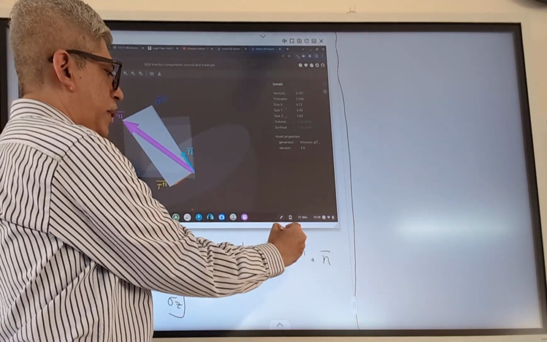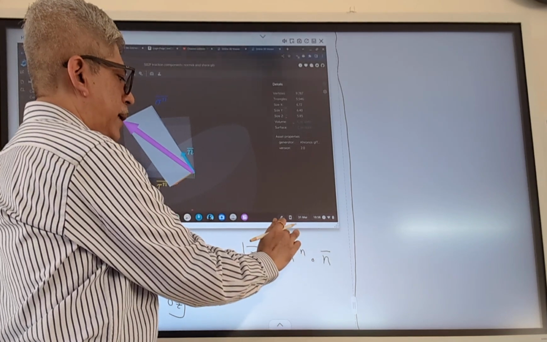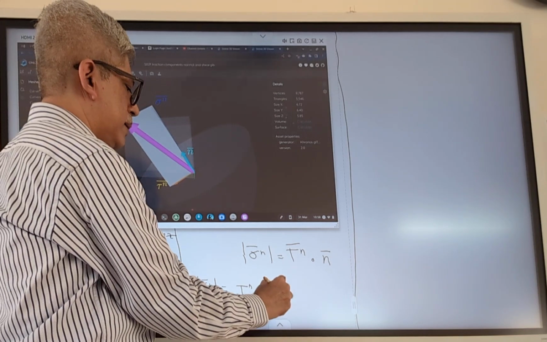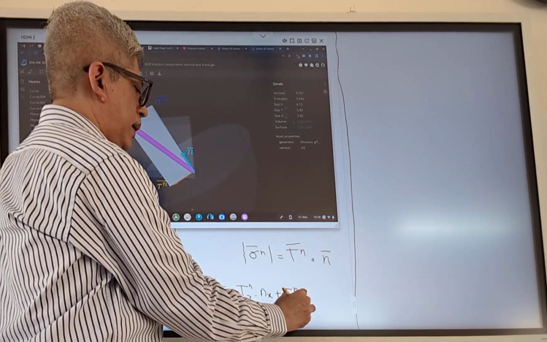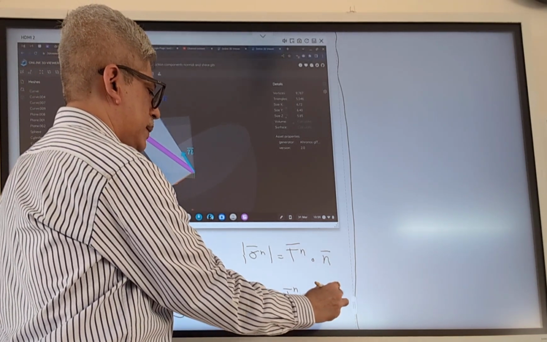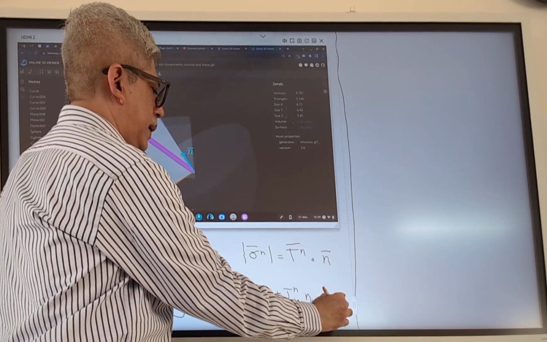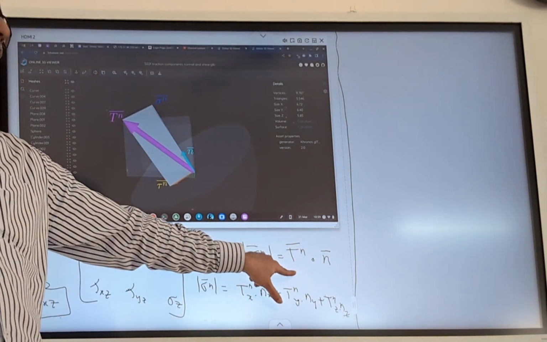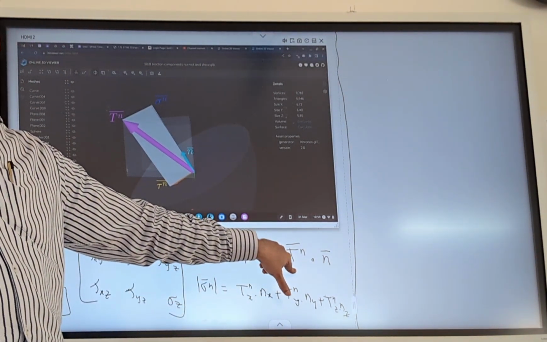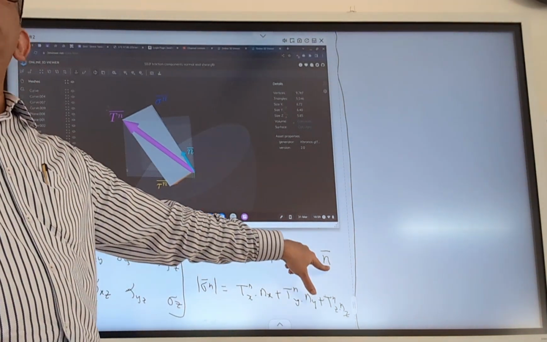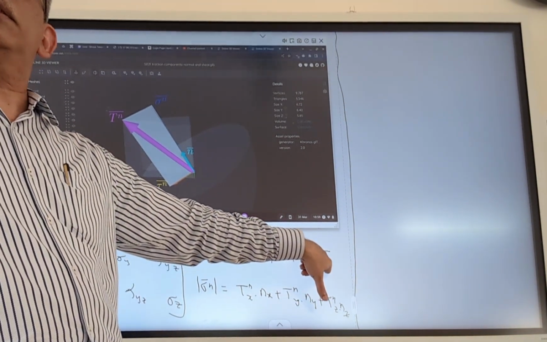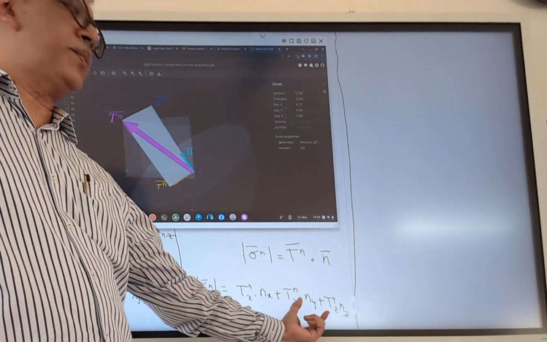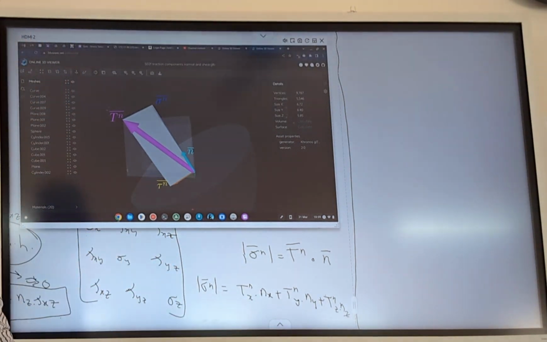So we know that Tn bar is Tnx i bar, and this can be written as Tnx into nx plus Tny into ny plus Tnz into nz. Since Tn bar is Tnx i bar plus Tny j bar plus Tnz k bar, and n is nx i bar plus ny j bar plus nz k bar, the dot product will be the i bar terms product, j terms product, and k terms product. So that is how we get the magnitude.